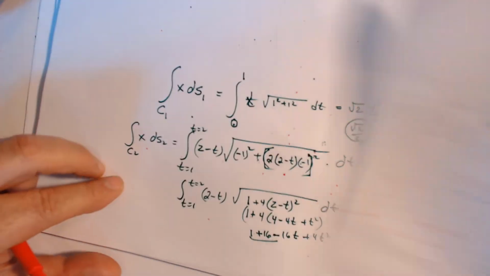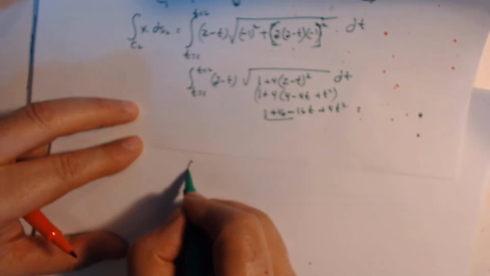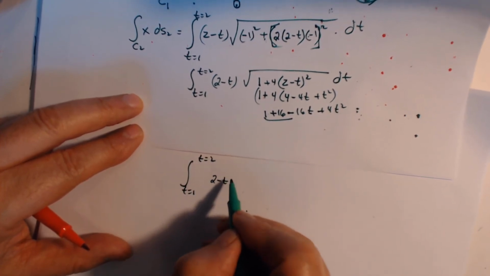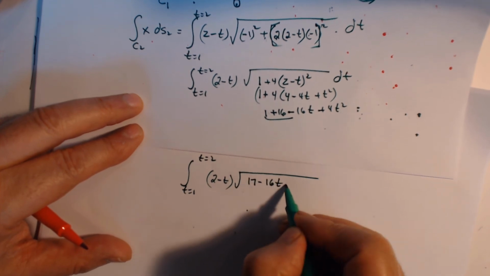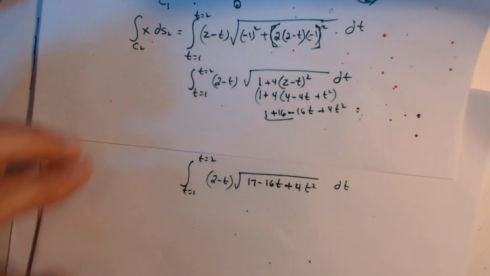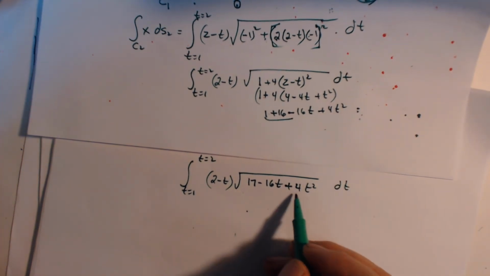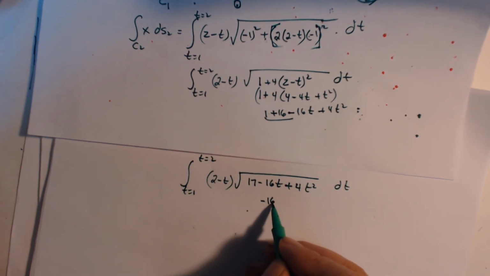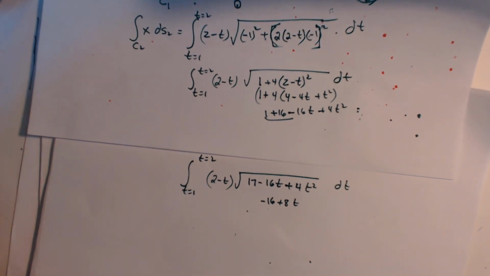You know, that problem gets a little bit tedious, and let's see if we can finish that. The integral from t equals 1 to t equals 2 of (2 minus t) times the square root of 17 minus 16t plus 4t squared, dt. Well, if I want to take the derivative inside, it's going to become negative 16 plus 8t. Maybe I have something like that.